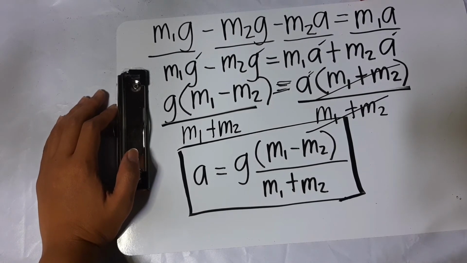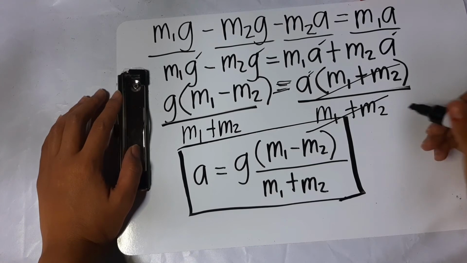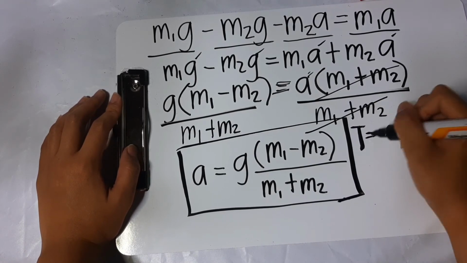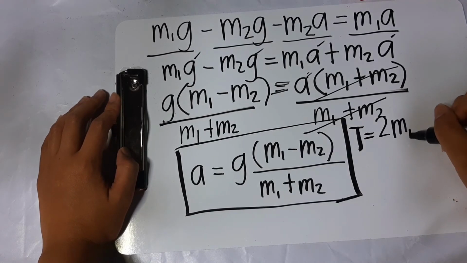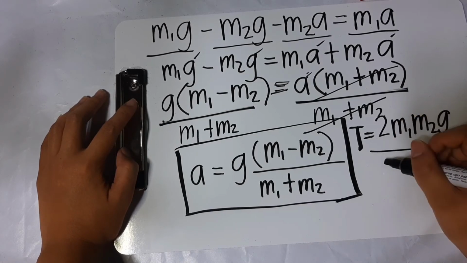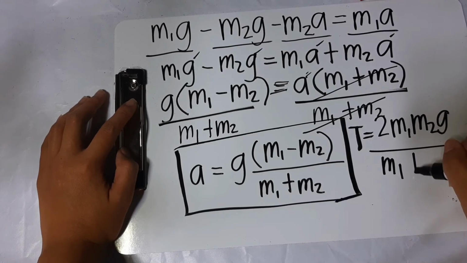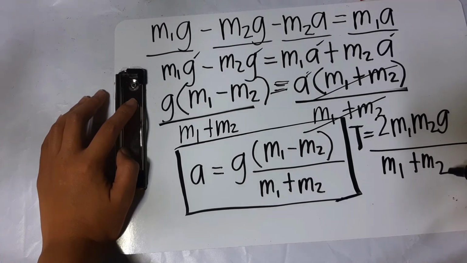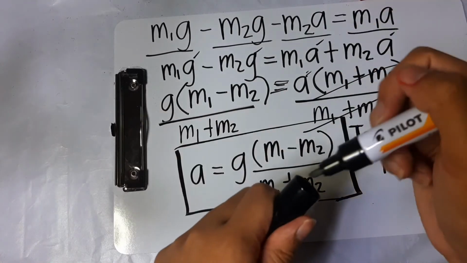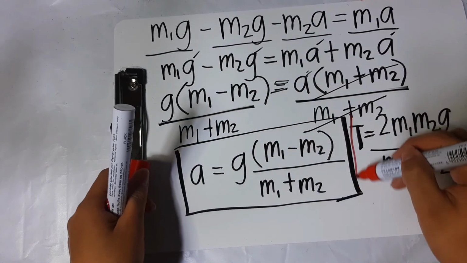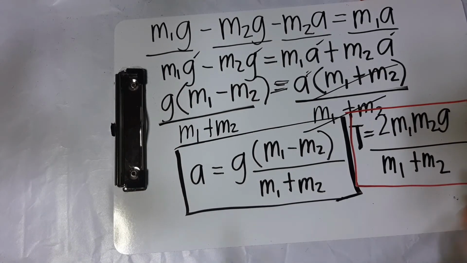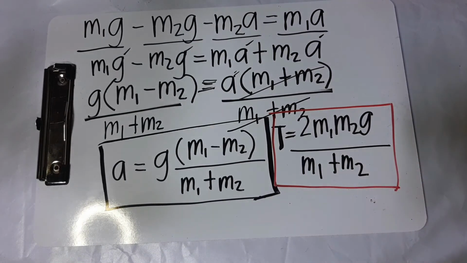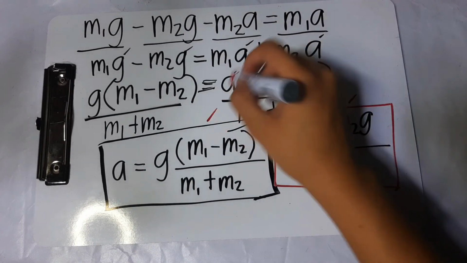I also have another formula, for T, that is equal to 2 times mass 1 times mass 2 times gravity divided by mass 1 plus mass 2. So this is the other formula that we're going to use for problem solving number 5. So this is your first formula, and the second formula.